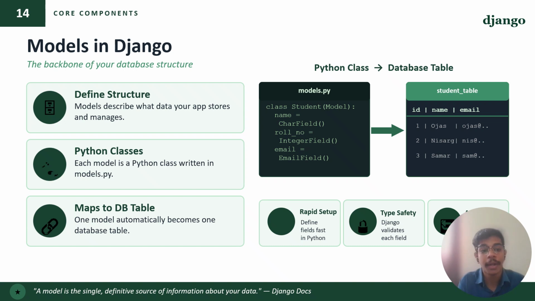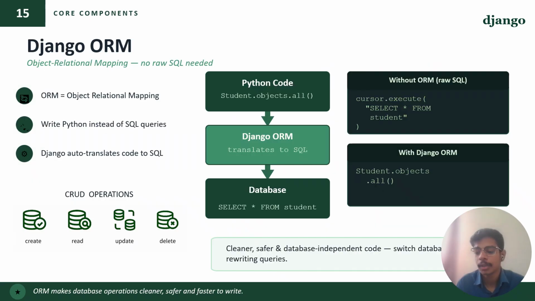Now let's understand the ORM. ORM stands for Object Relational Mapping. It creates a bridge between Python code and the database. Instead of writing SQL queries, developers can write simple Python code, and Django automatically executes it. The biggest advantage of the ORM is that the code becomes cleaner, easier, and database independent.